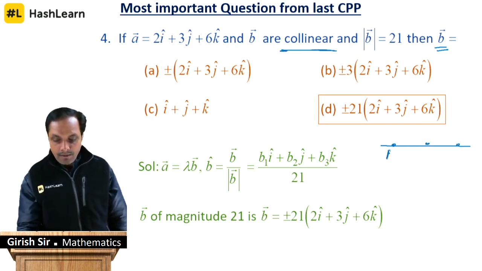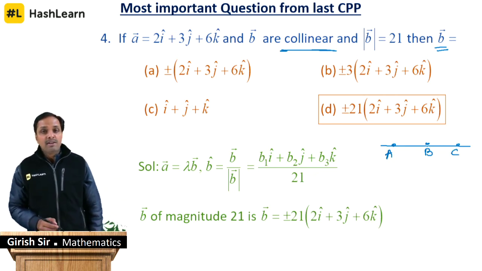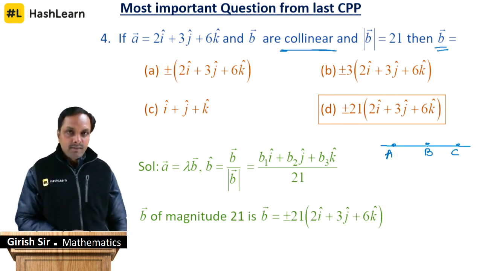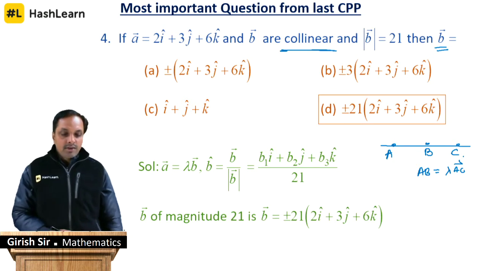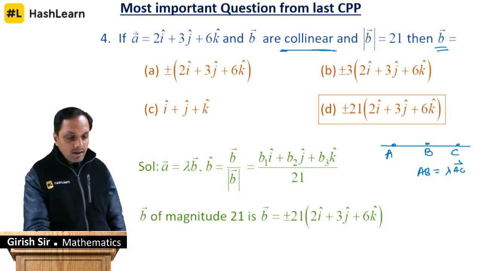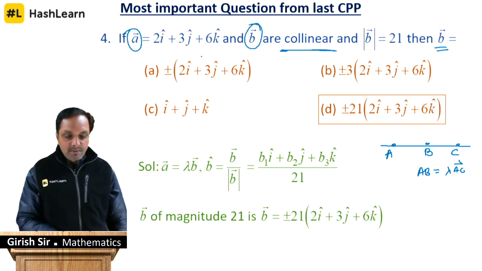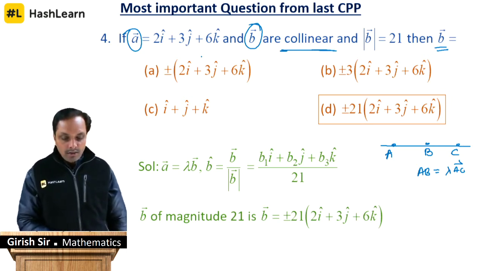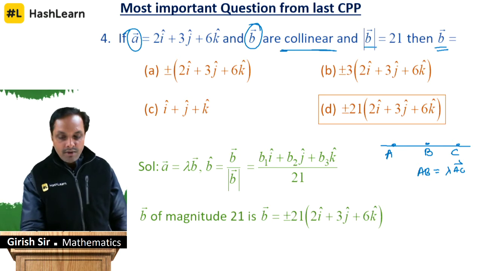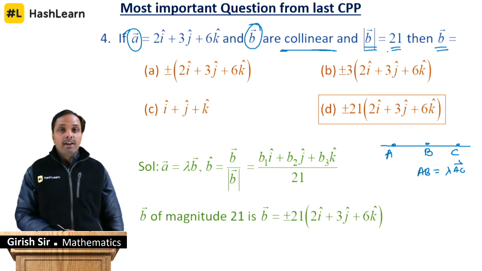If you have A, B, C as three vectors, AB will be some constant multiple of AC vector. In the same way, A will be some constant multiple of B vector. And you know that the magnitude of B is 21. That is what they have given here.